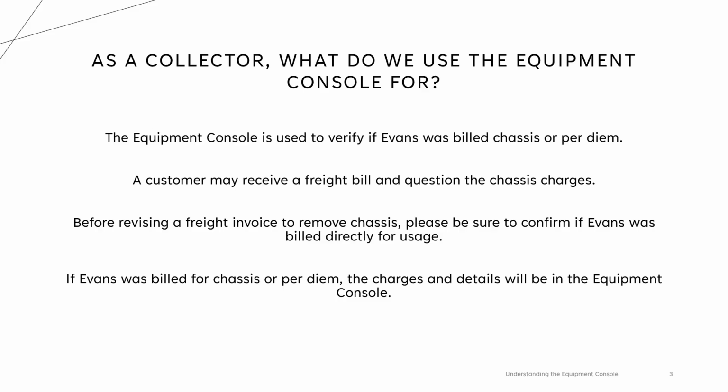As a collector, you may be thinking, how is the equipment console useful for us? And that's a great question. The equipment console is used to verify if Evans was billed for chassis or per diem charges. A customer may receive a freight bill and question the chassis charges on that invoice. Before revising a freight invoice to remove chassis, please be sure to confirm if Evans was billed directly for usage. If Evans was billed for chassis or per diem, the charges and details will be in the equipment console.